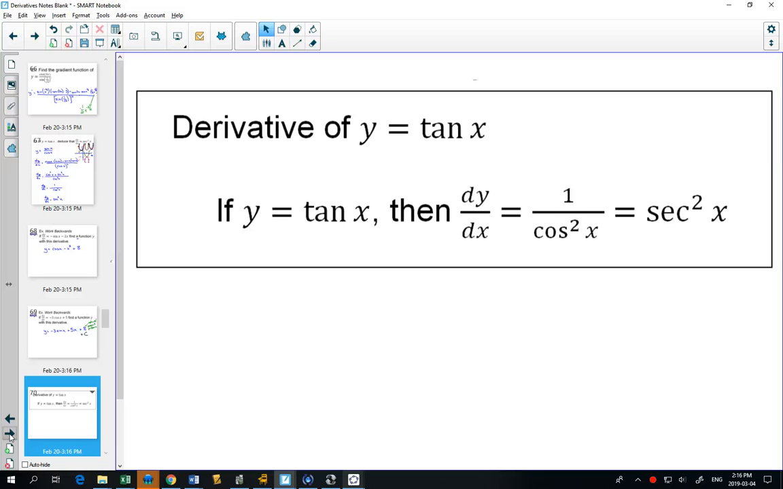And there's our derivative of tan. And maybe we'll stop there for today.